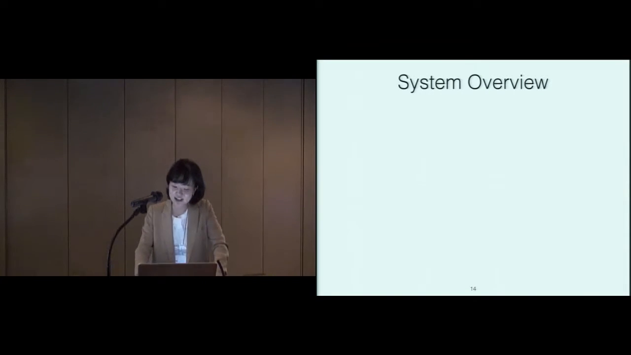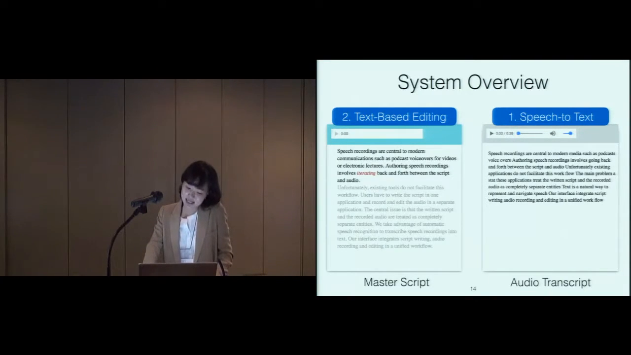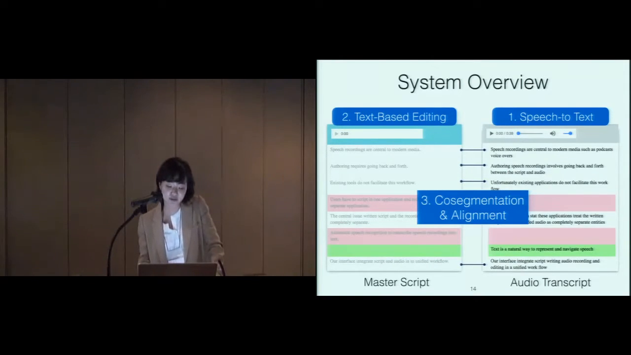So here are 3 key components of our system. First, we have the audio transcript obtained from speech recognition. And secondly, we support text-based editing in the master script. When we obtain the transcription, each word comes with a timestamp, so edits to the recorded text can be propagated to the associated audio. And finally, to support merging, we align the segments from both texts.